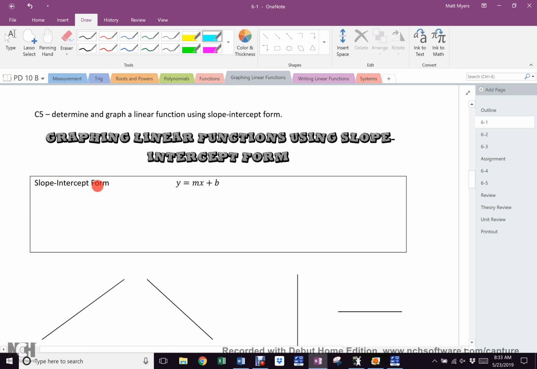Slope intercept form. Some of you will have seen this, some of you may not have. What do you see in here that you already understand based on what we just did? You see y's and x's. Y's and x's are what? Coordinates. Yes? Every y and x put together is a coordinate, right? They're an input, they're an output, we're cool, yeah? M and B are new things.